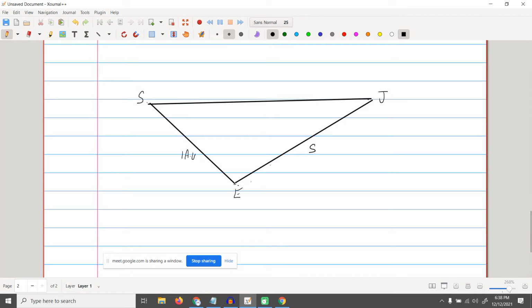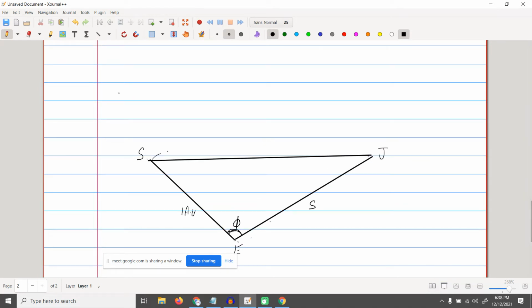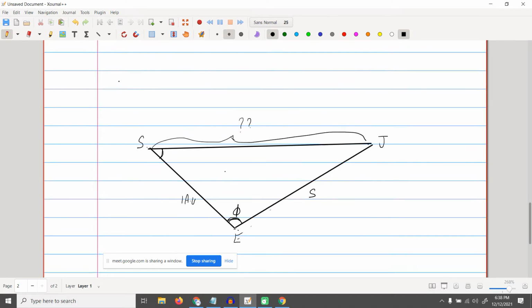We also know this particular angle, whatever that angle could be, I'm going to call it phi because theta was used before. Can I find out what this distance would be? And can I find out what this angle would be over here? Yes, we can find. So I'm giving this as an exercise. It's not going to be an easy exercise, but think about it.